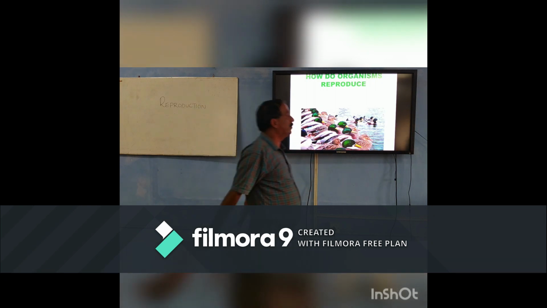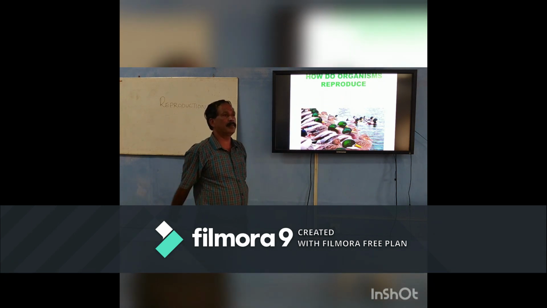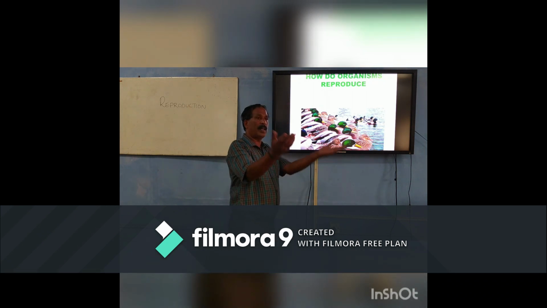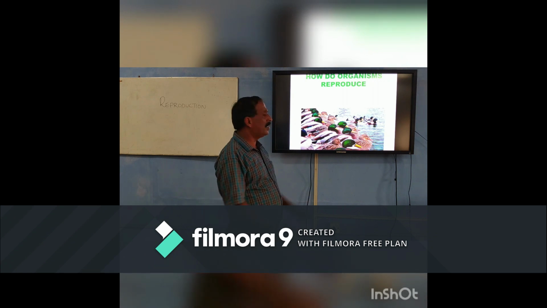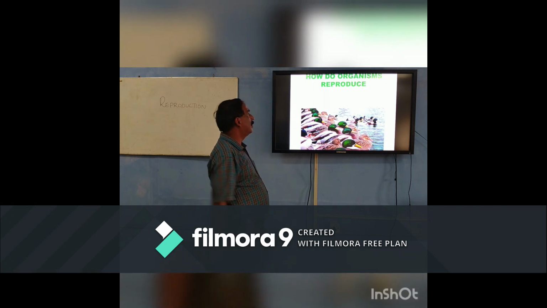You might have seen the banana plants. Under the banana plants, there are so many small young plantlets, young banana plants arising at the base. So this is a simple example of reproduction. Every organism that produces their young ones, this process is called reproduction.